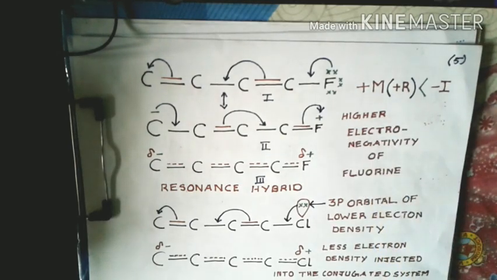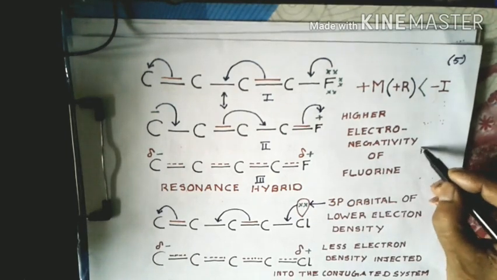But fluorine, we know, is the most electronegative element. The electronegativity of fluorine is nearly 4.